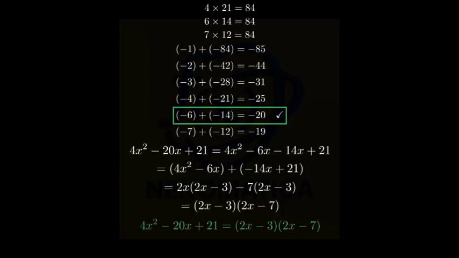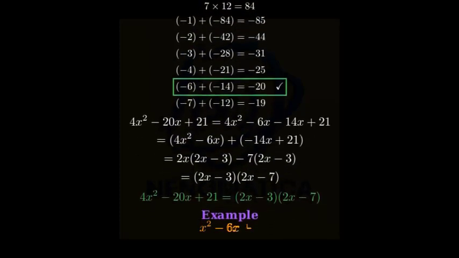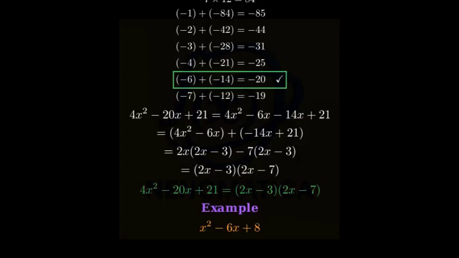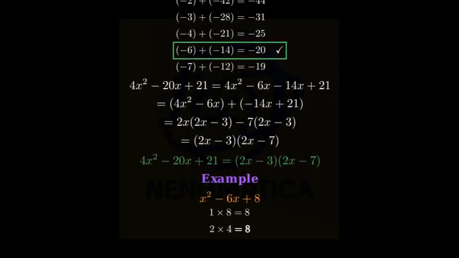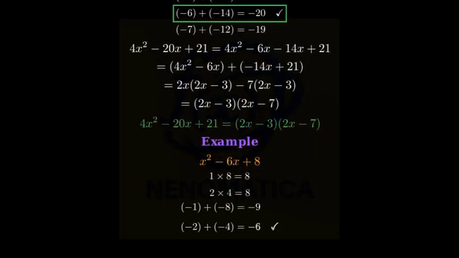Let's look at one more example. We have x squared minus 6x plus 8. Since the coefficient of x squared is 1, we'll use our original approach. We need to find two numbers that multiply to give 8 and add up to negative 6. The factors of 8 are 1 and 8, 2 and 4. Since the constant term is positive, but the coefficient of x is negative, we need both factors to be negative. Negative 2 and negative 4 multiply to give positive 8, and they add up to negative 6.